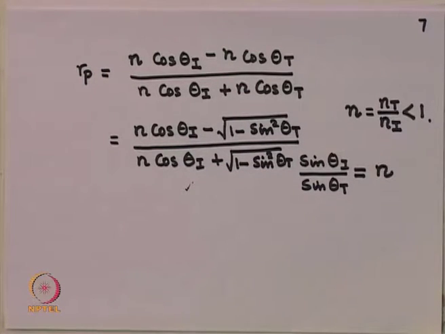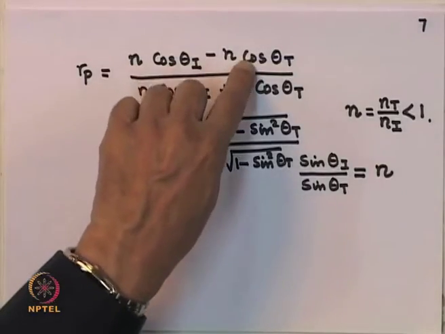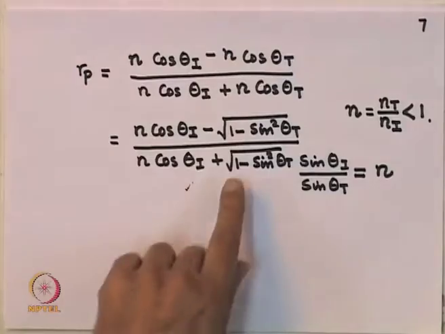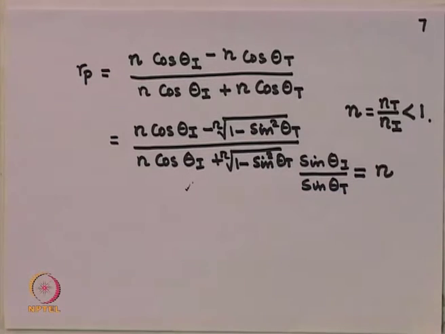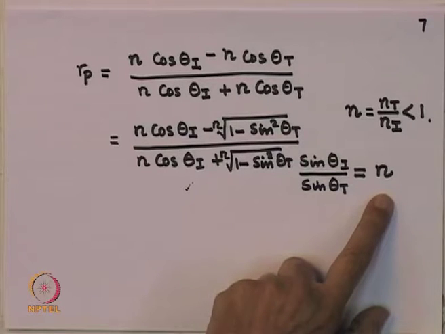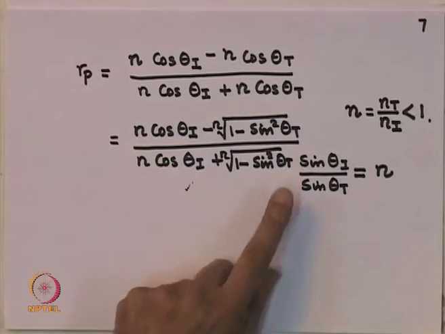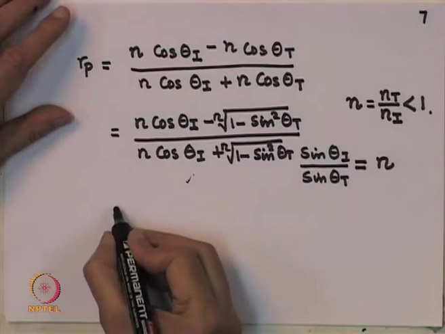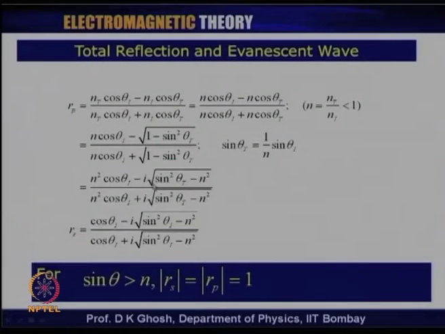Now, what I am doing is just rewriting cos theta t as root of 1 minus sin square theta t. There should have been an n there, let us put them back. Okay. Now, if I use this expression sin theta I by sin theta t equal to n, then I will be able to write this expression in this fashion here. If you plug this in, we are going to talk about the situation where remember n is less than 1.